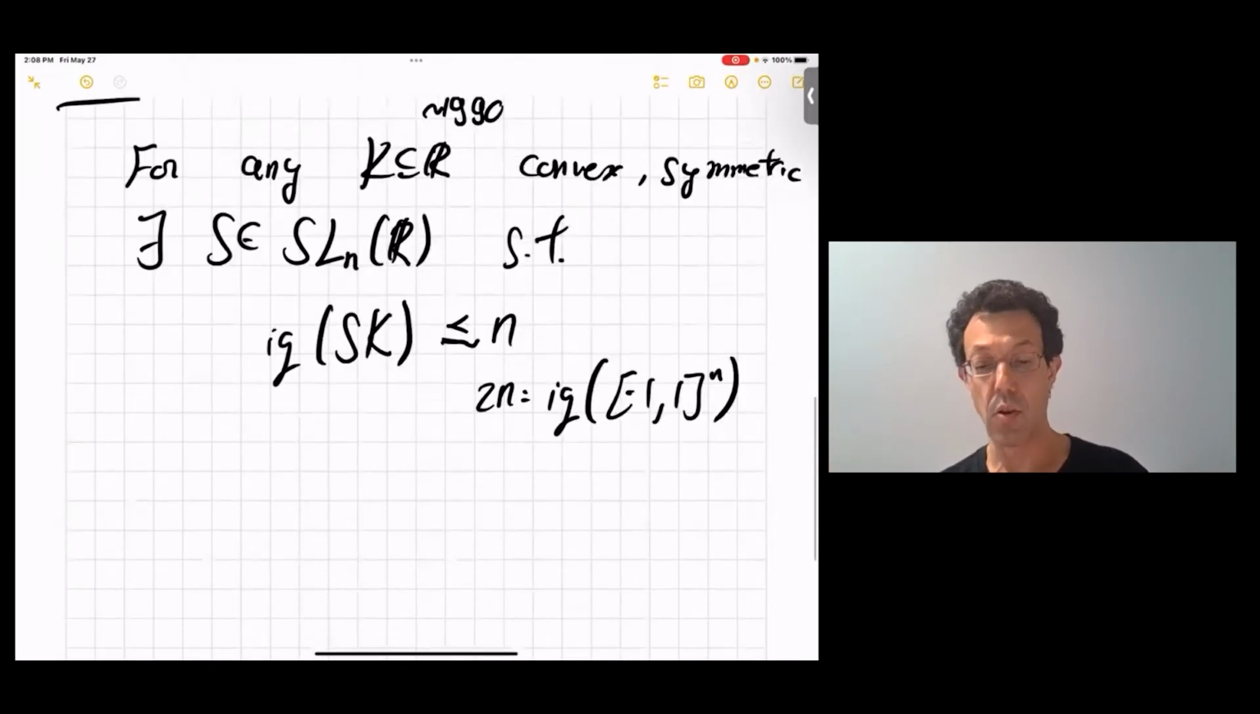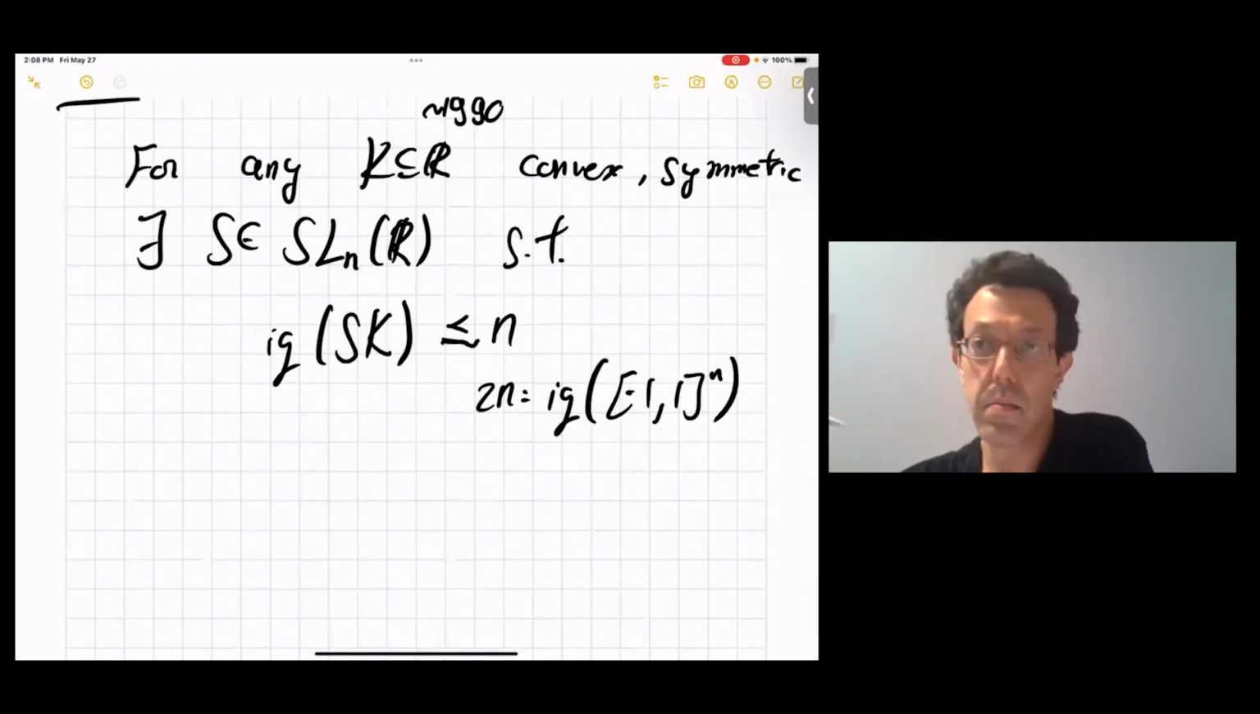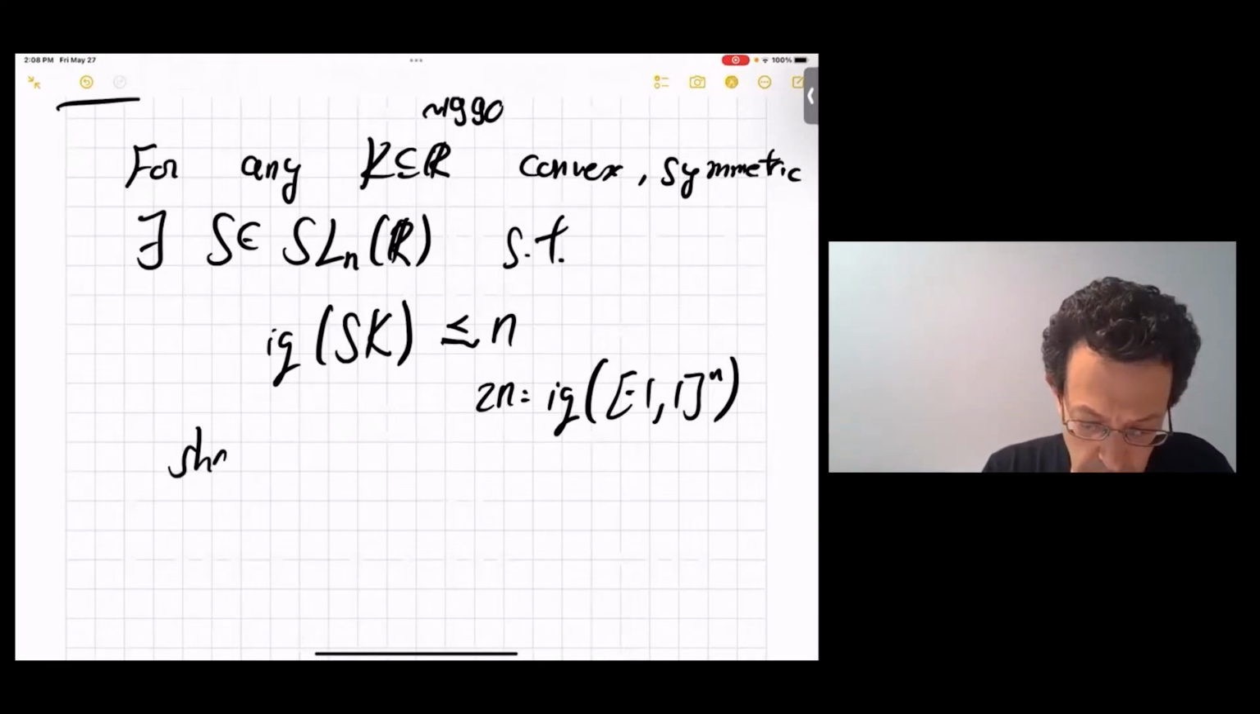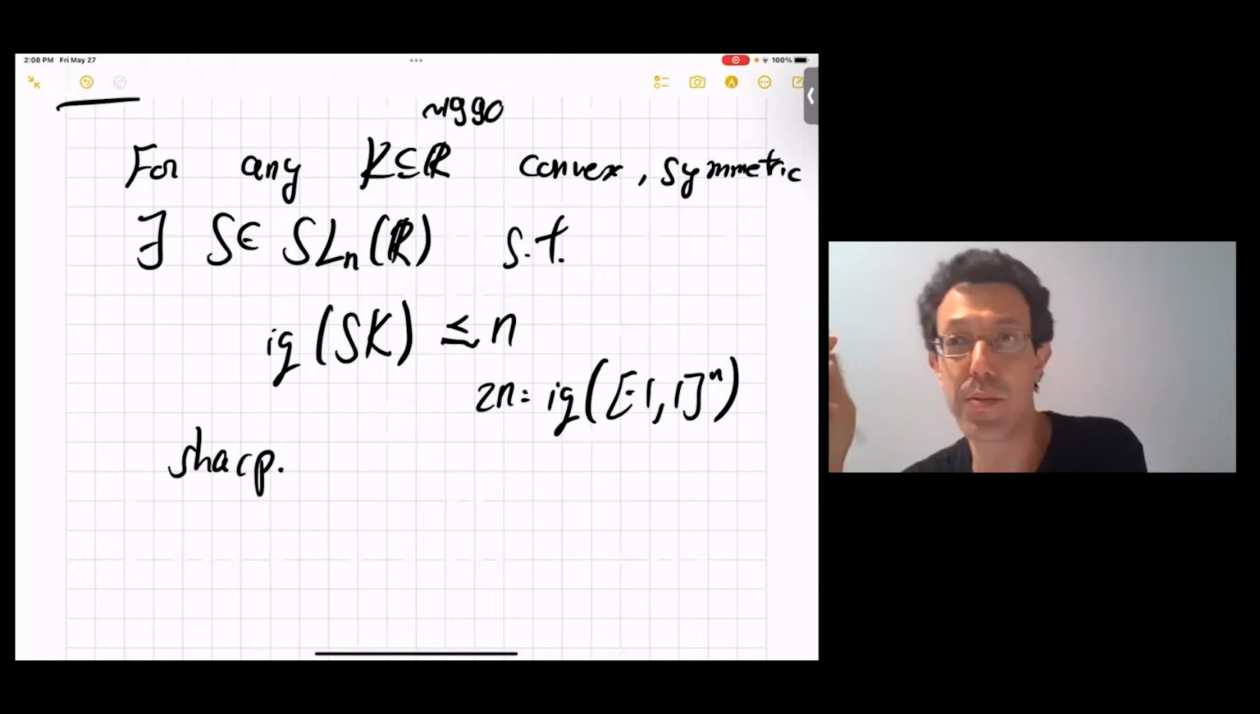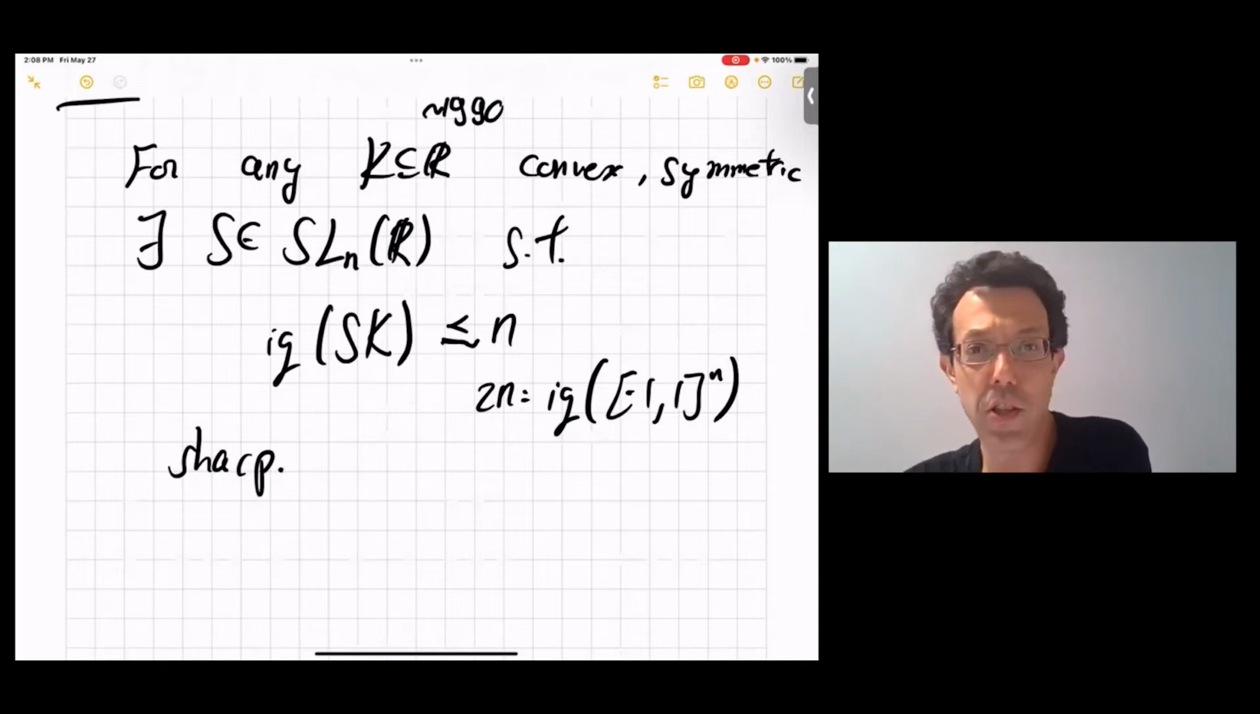The point is that it is always true that for any convex body in R^n, up to a change of basis, its isoperimetric quotient can be bounded from above by n, and this is sharp. You have to think for 3 seconds, maybe a little bit more, why this is sharp. You have to prove that for the cube itself, you cannot do any better. You cannot find a linear transformation which makes its surface area, its IQ, smaller.